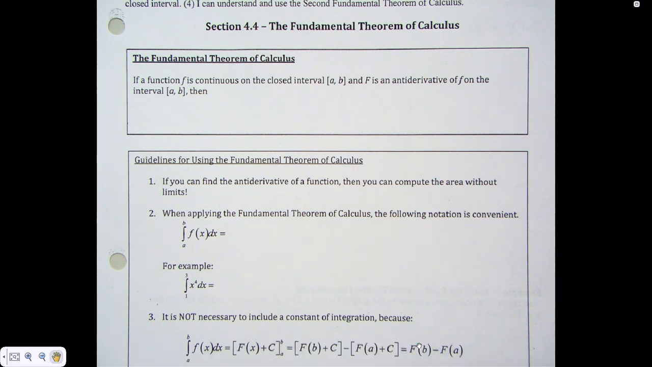I am so sad not to be with you today because today is such a fun and important day. It is the fundamental theorem of calculus. This is the shortcut you've been waiting for, finding the area underneath your curve.